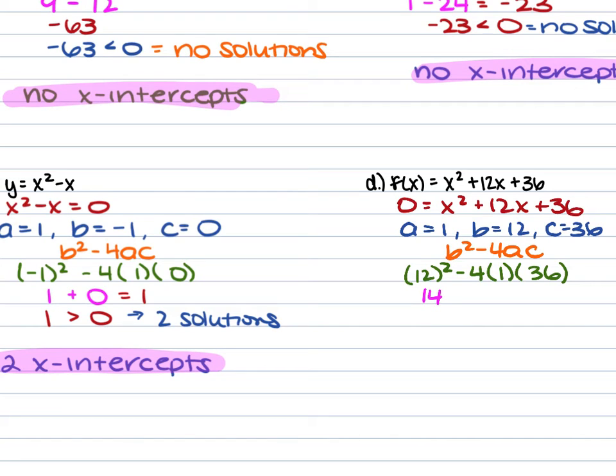12 squared is 144. Negative 4 times 1 is negative 4, times 36 is negative 144. So 144 minus 144 is 0. 0 is equal to 0, so we have one solution here. So that's just one x-intercept.